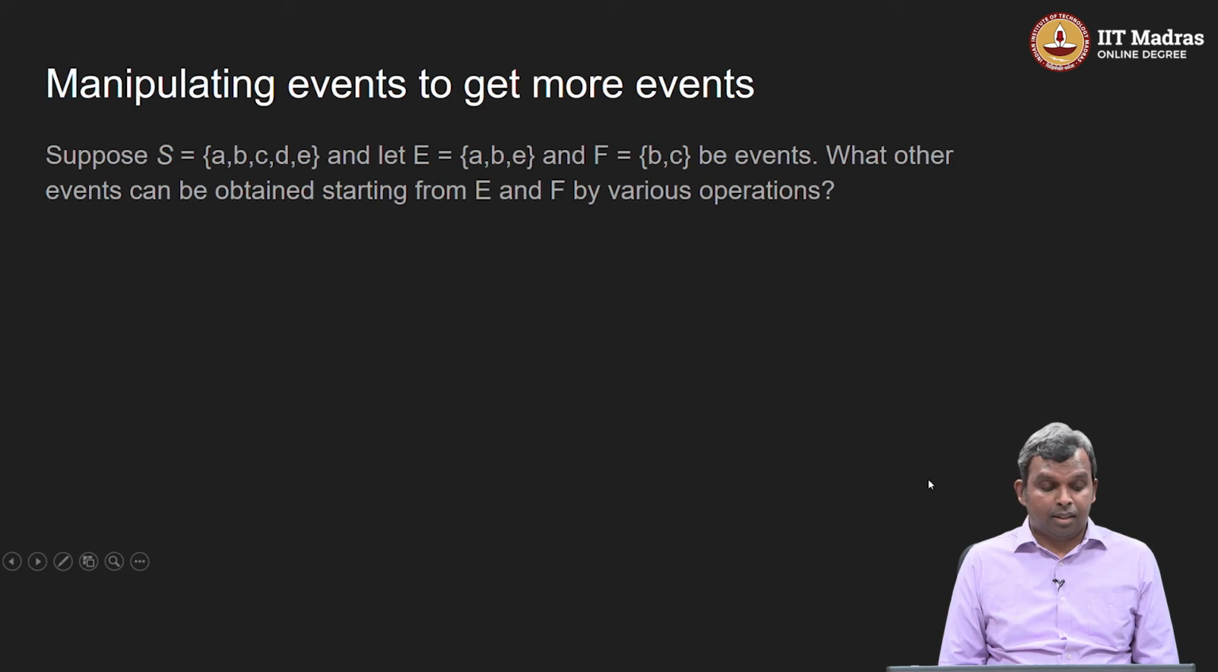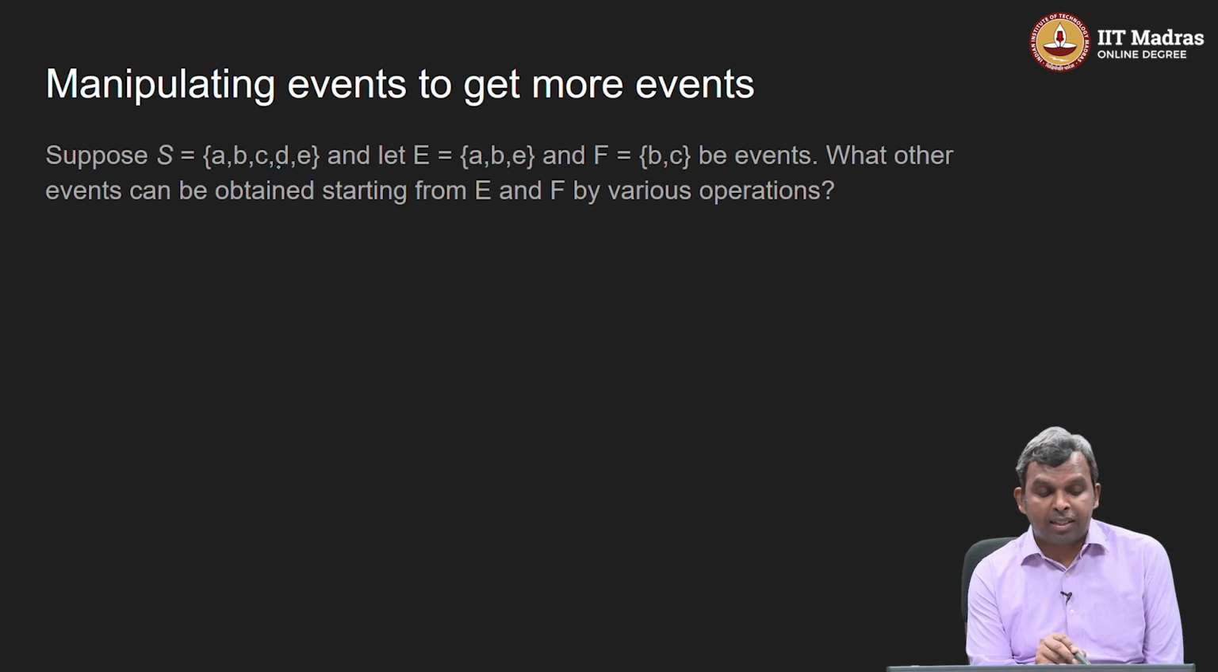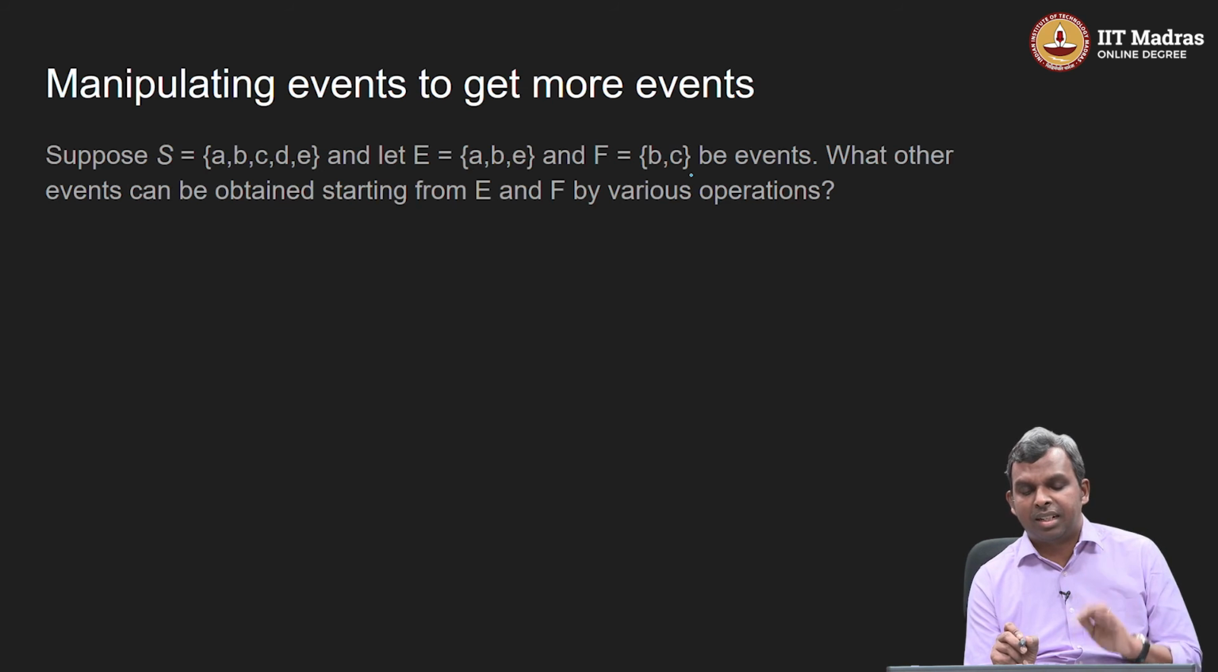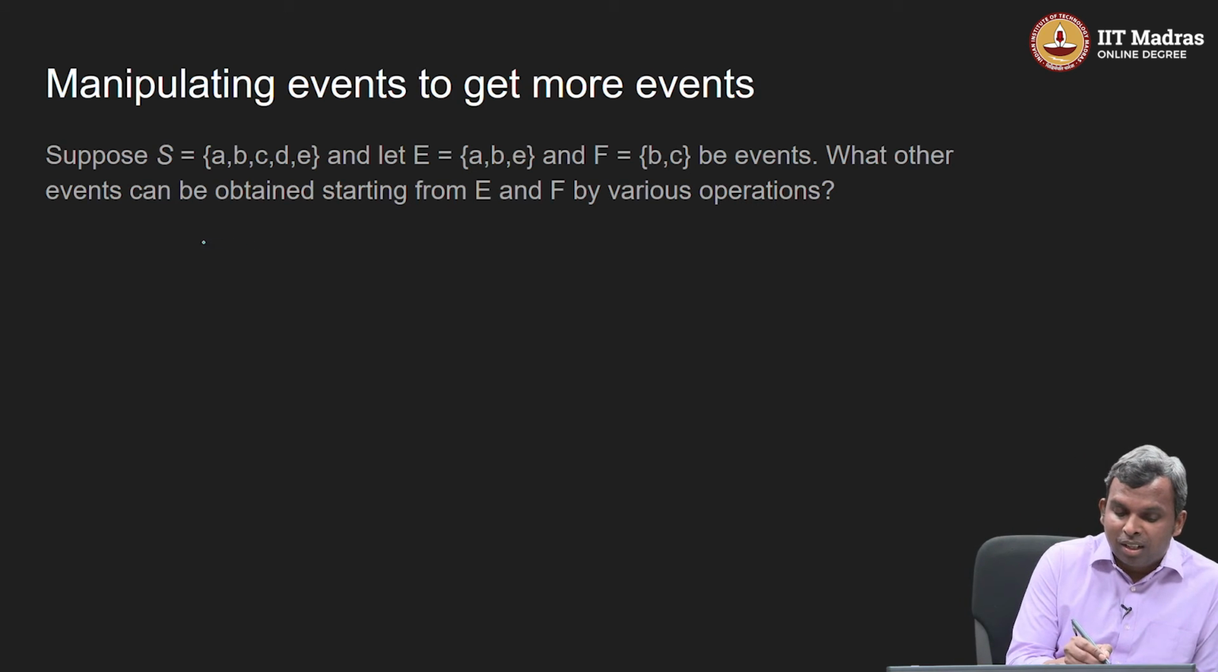So this is the last example I want to present in this lecture. In this problem, you have been given a sample space with A, B, C, D, E, and there are two events, A, B, E and B, C. These are abstract sample spaces, just representations. What all can you find with E and F, and what are all the various things you can do with E, F? So let's just try and do this sort of systematically.